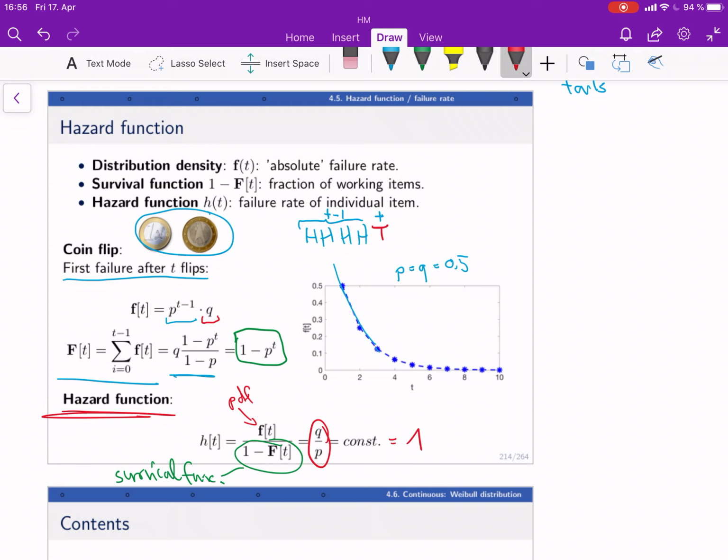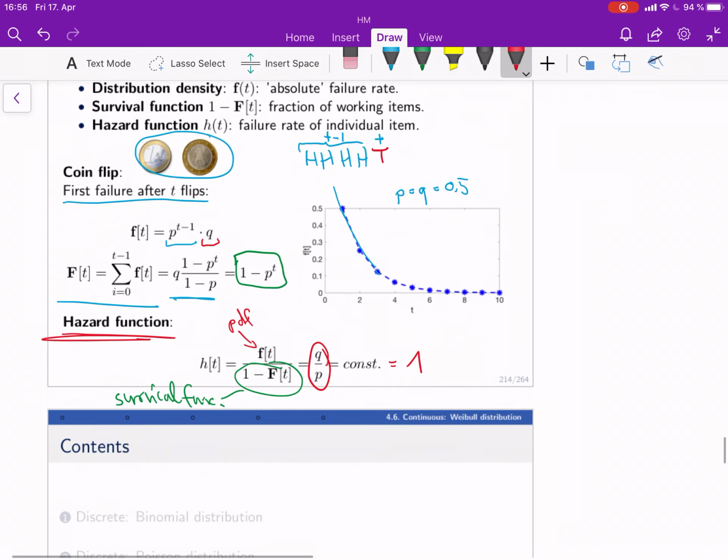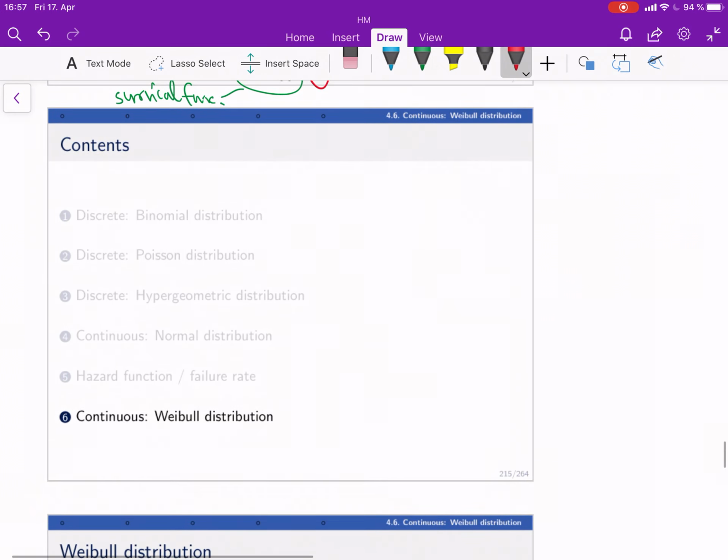Good. In the next video we're gonna use the hazard function to talk about the Weibull distribution, how it helps in quality management.